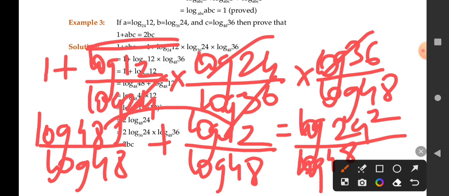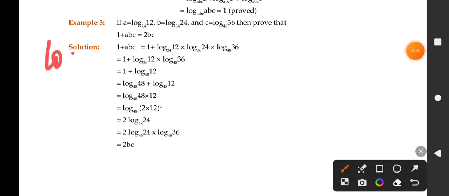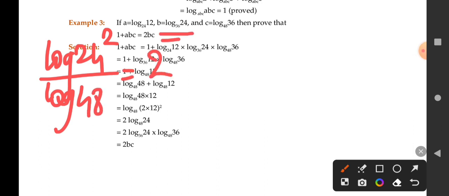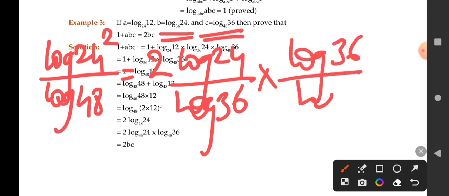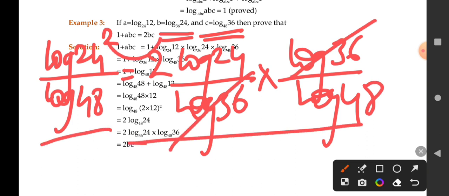So log 24 square divided by log 48. Okay. So this can be written as, let's take 2 outside. What did we have? Log 24 square divided by log 48. This can be written as 2 into B. What is B? Log 24 divided by log 36 into, what is C? Log 36 divided by log 48. This is equal to this. So hence proved. Okay.